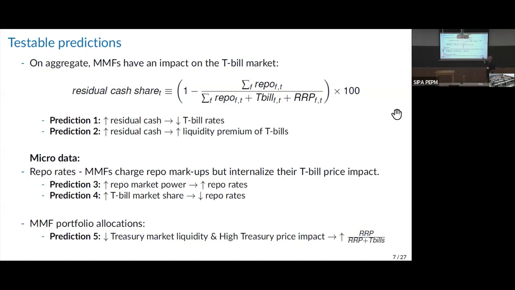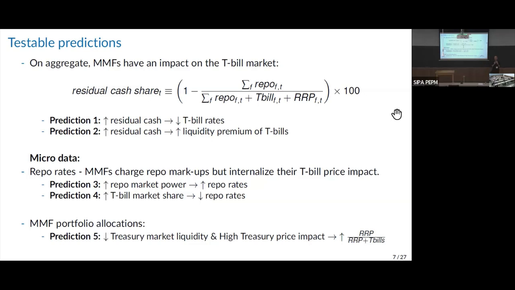So the first two predictions are going to be the macro data. The higher the residual cash share is, whatever you did not invest in repos, that will cause T-bill rates to go down. The second prediction, the higher the residual cash share, you will assign a higher liquidity premium for repos. And in the micro data, we're going to find that fund market power, or market size, we're going to measure it as market share. The higher that is, the higher the repo rates are, not surprising. But the more surprising prediction is that the higher T-bill market share among all the other money market funds will lead to lower repo rates.